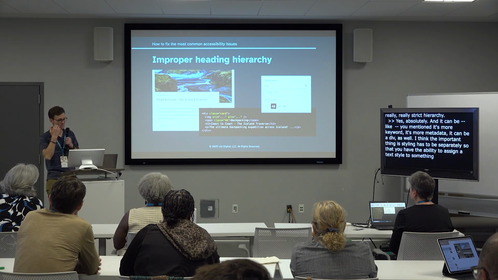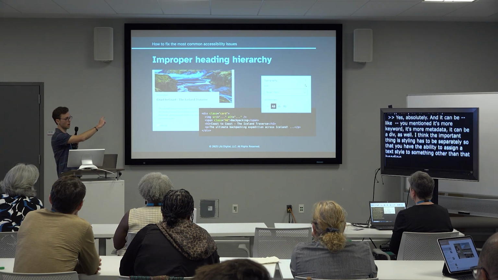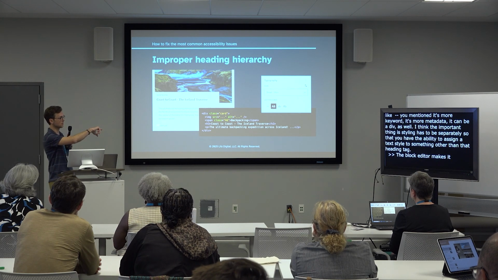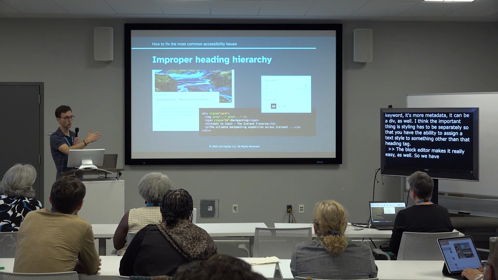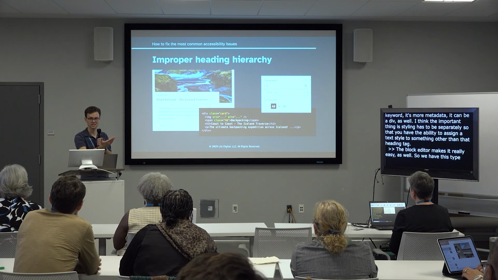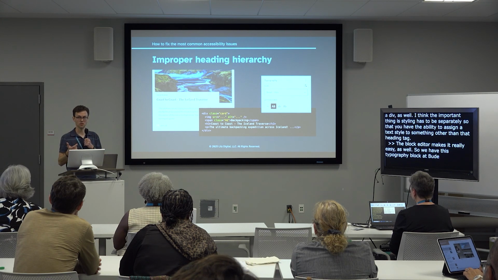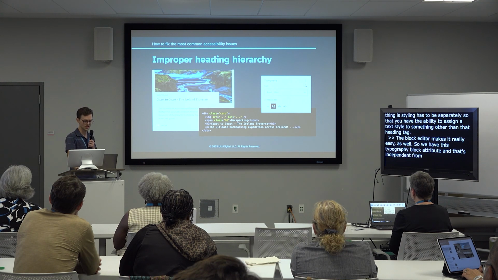The block editor makes this pretty easy as well. So we have this typography block attribute that you can add to a heading tag or even a paragraph tag to change the text style. And that's independent from the heading or the heading level itself. So that's pretty useful in this case too.